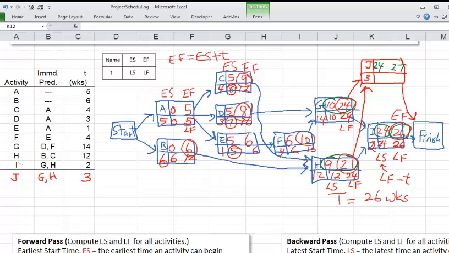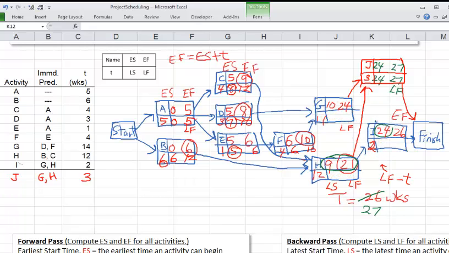We would say, well, wait a minute. J has an EF of 27 and I's EF is 26. So now how long will the entire project take? Well, J could only be done at 27 weeks. So the total time is now 27 weeks. This is what we would use to start the backward pass. So for LF of J, we will put down 27, and also for LF of I, we would put down 27.